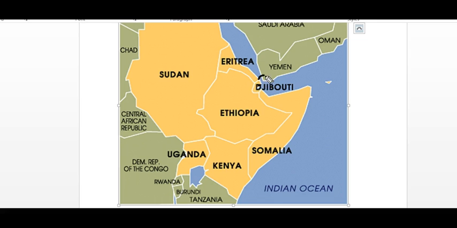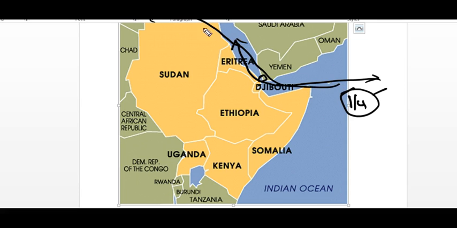It is a strategically located region through which nearly 1/4 of the global sea trade occurs, and sea trade to Africa mainly occurs through this region.